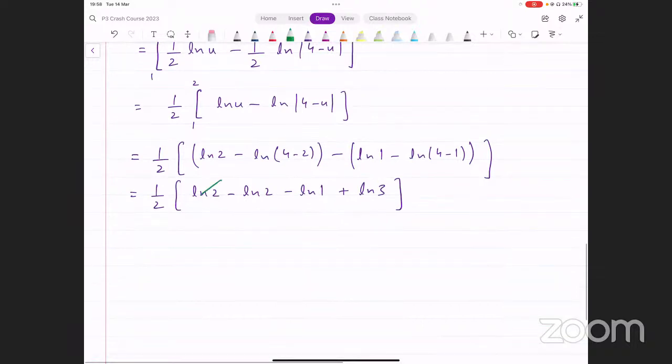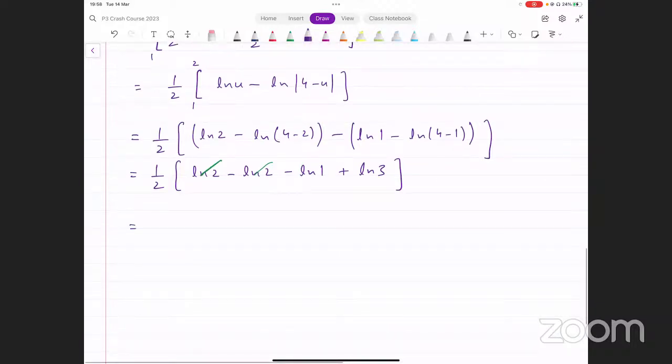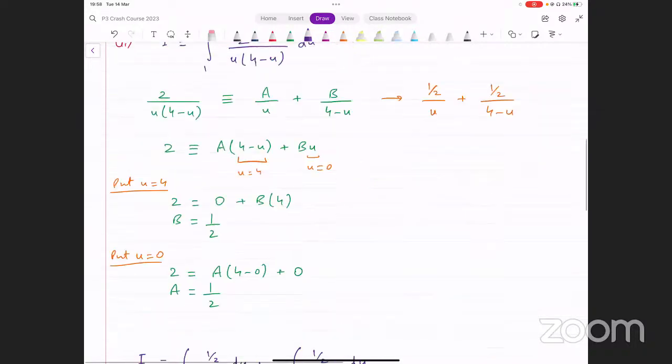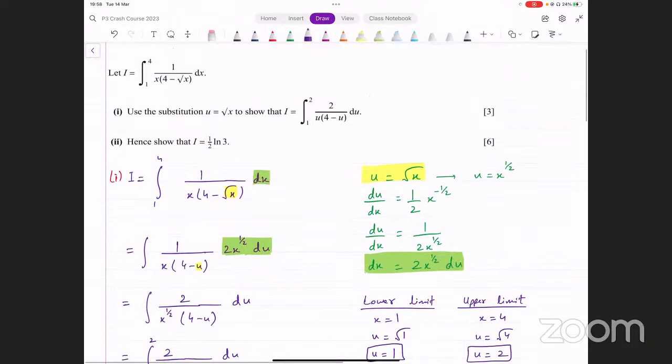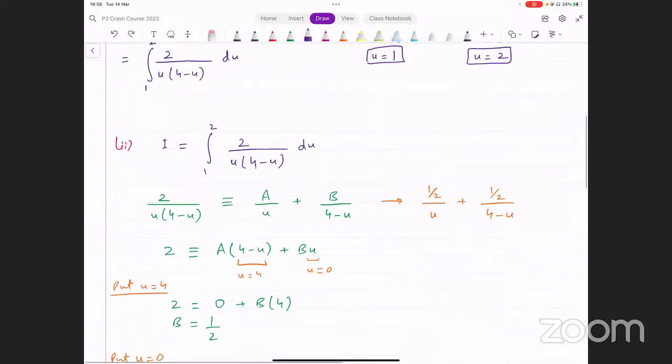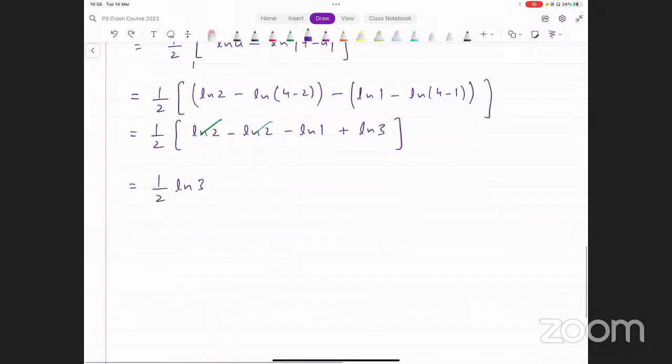ln 2 minus ln 2, they get cancelled. ln 1 is just 0, right? So that gets eliminated as well. We are just left with half ln of 3. Now let's see what we had to prove. That's exactly what we had to prove there: the integral turns out to be half ln 3. And there it is, we've done that. Okay, so that's how integration by substitution works.